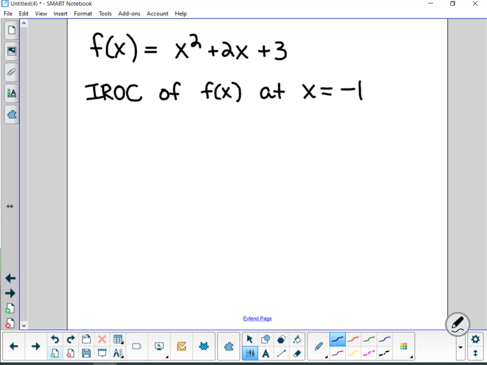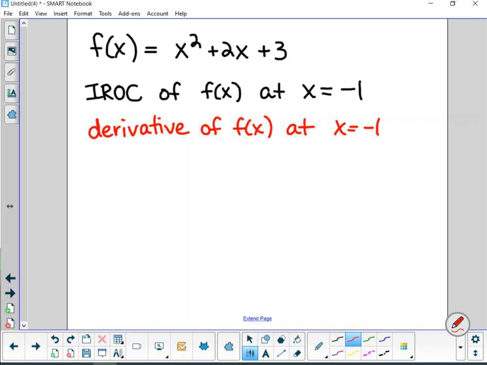Let's give it a shot. Find me the instantaneous rate of change of f of x at x equals -1. Otherwise known, I'm going to write this a couple different ways. The derivative of f of x at x equals -1, f prime of -1. I'm going to stop this for a second.